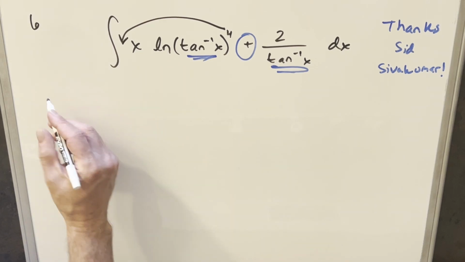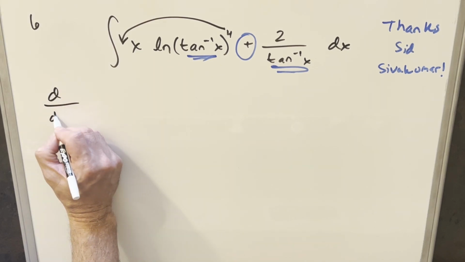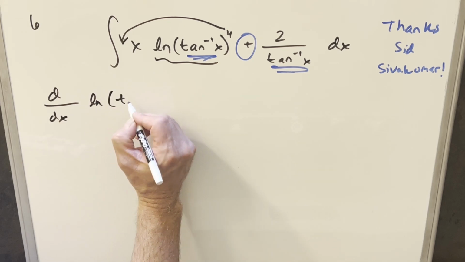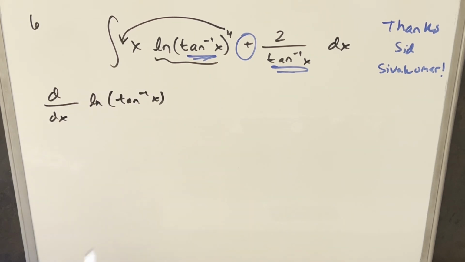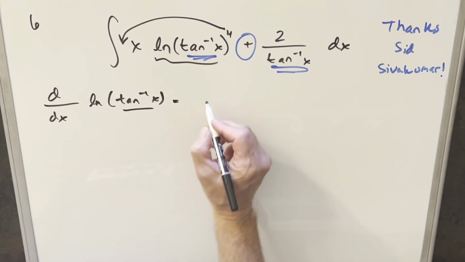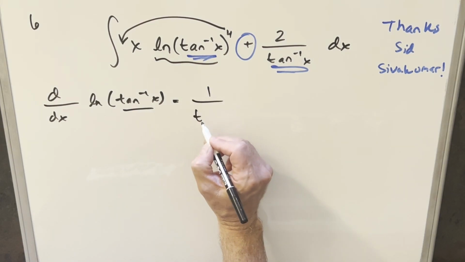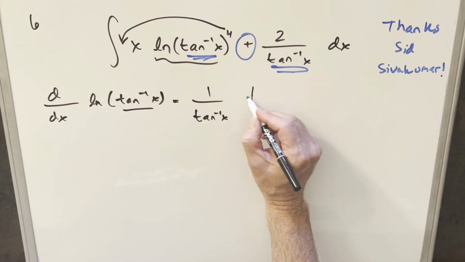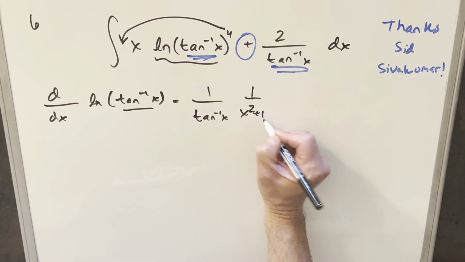And then what I'm wondering is, what is the derivative of just this part? What's the derivative of the natural log of arctan of x? Well, first we're going to get 1 over whatever this is, so 1 over arctan, and then we need the chain rule. The derivative of arctan is 1 over x squared plus 1.